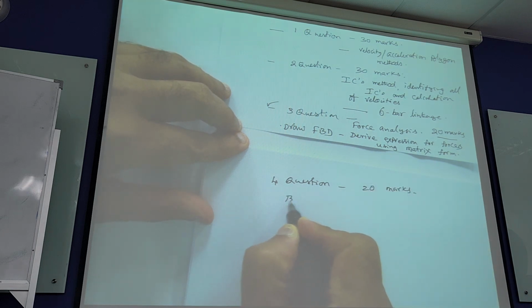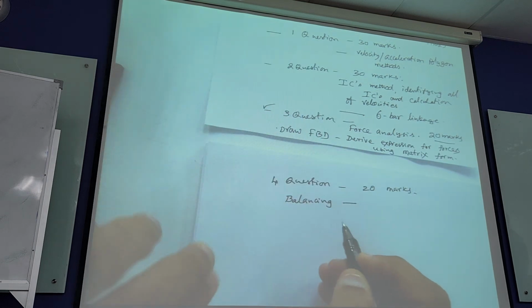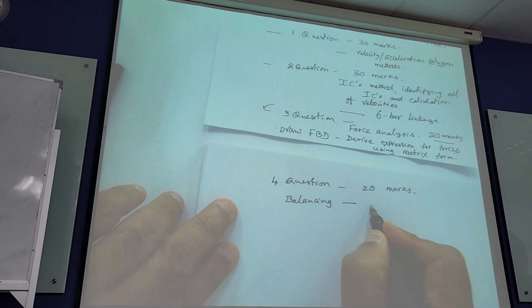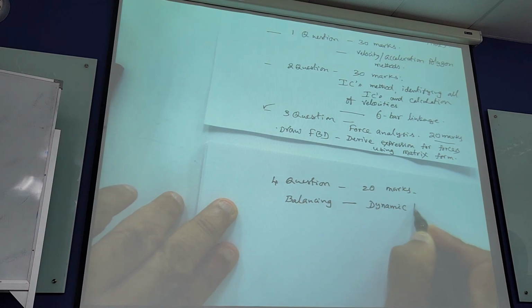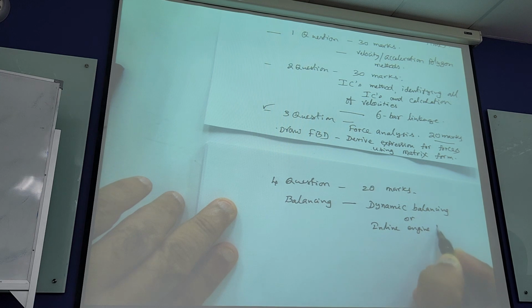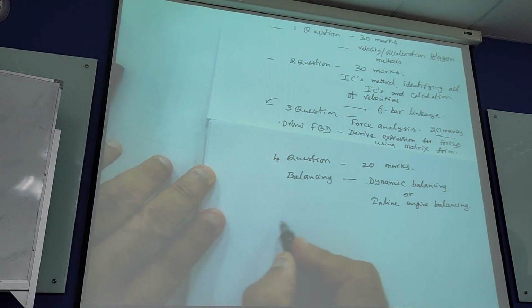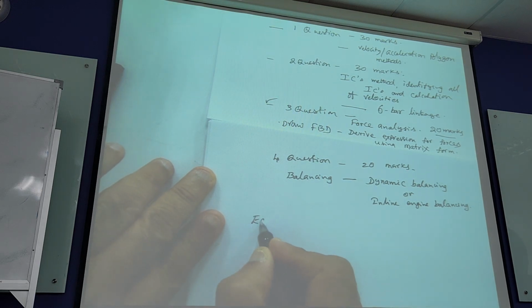Okay, so the fourth question is again for 20 marks. This is from balancing. Here you may get a simple dynamic balancing question, or inline engine balancing. Easy to score.